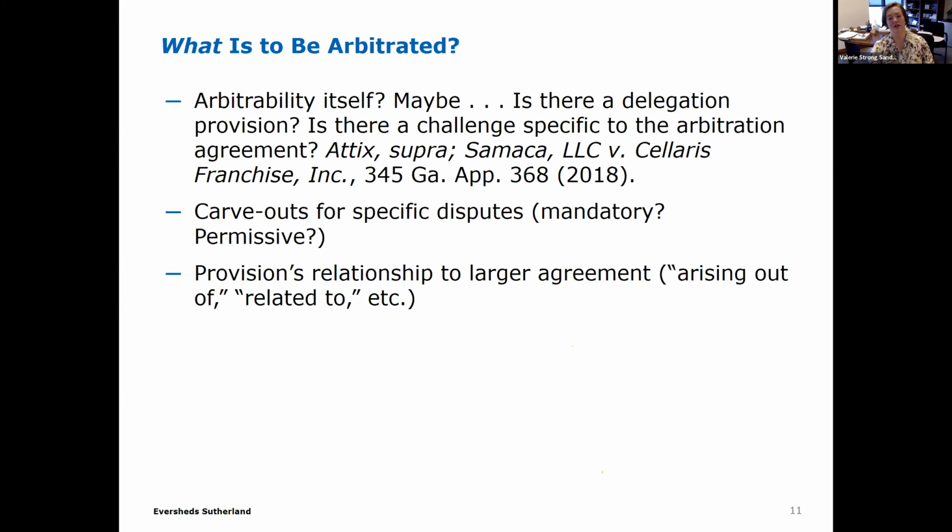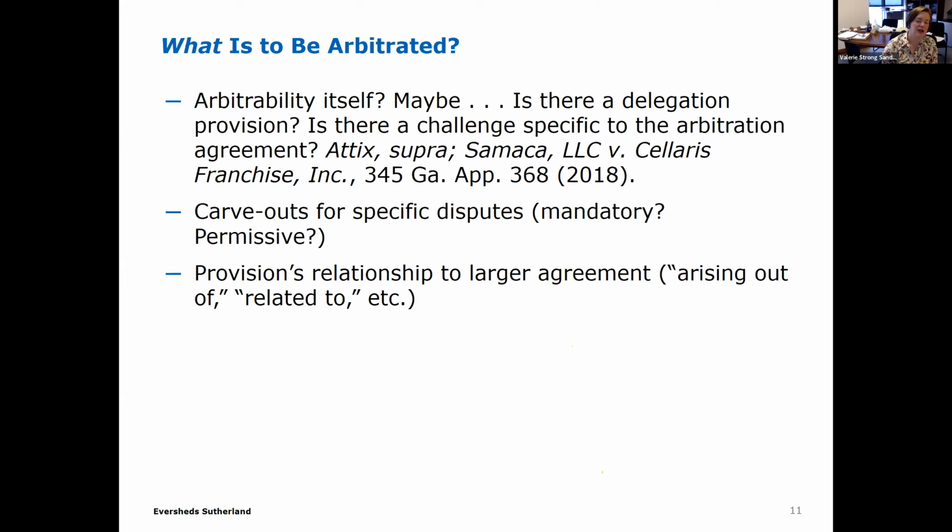That might be a permissive one: you can go to court for injunctive relief. There might be a mandatory carve-out that says the parties agree to arbitrate everything except, for instance, any dispute about the validity of the licensed patent, and we both agree that is going to go to court. So again, if you're at the dispute stage, pay attention to the specific language of the agreement by which your client is bound. And if you're drafting, think about these issues.